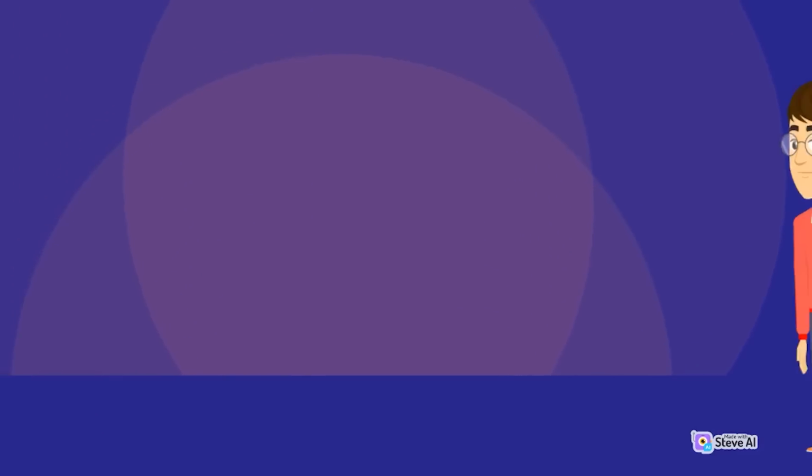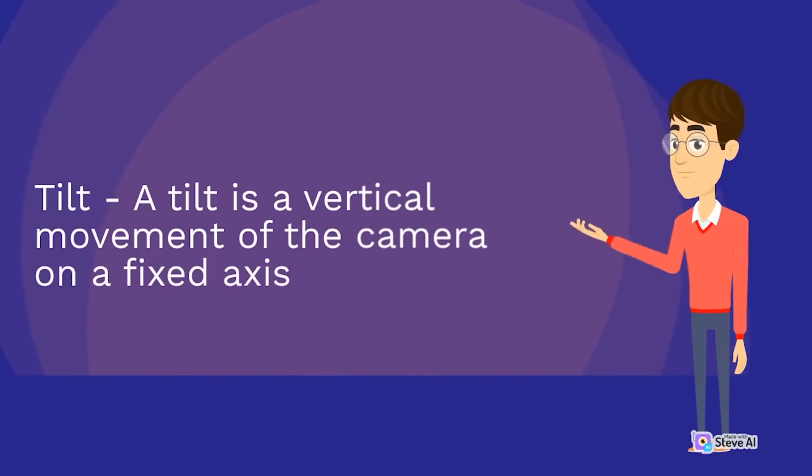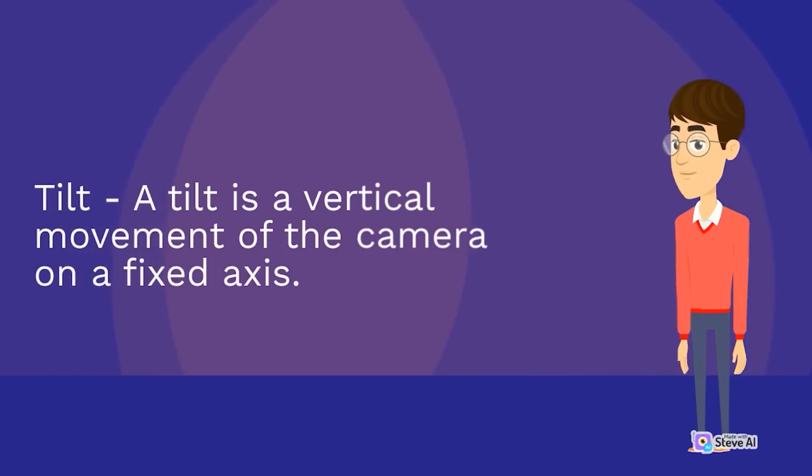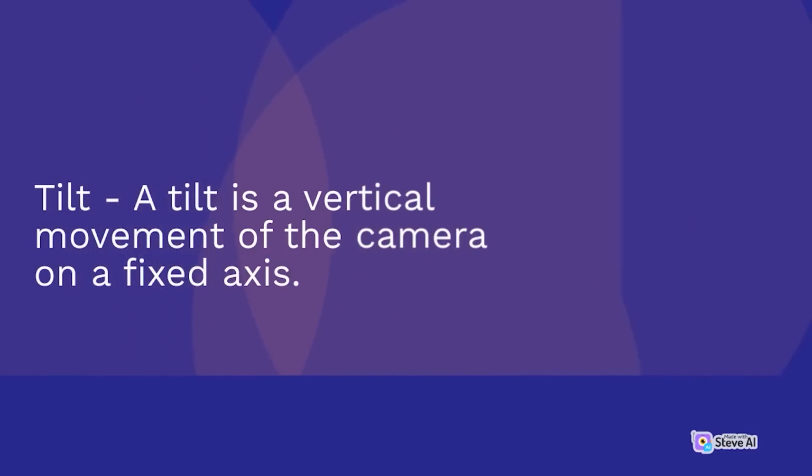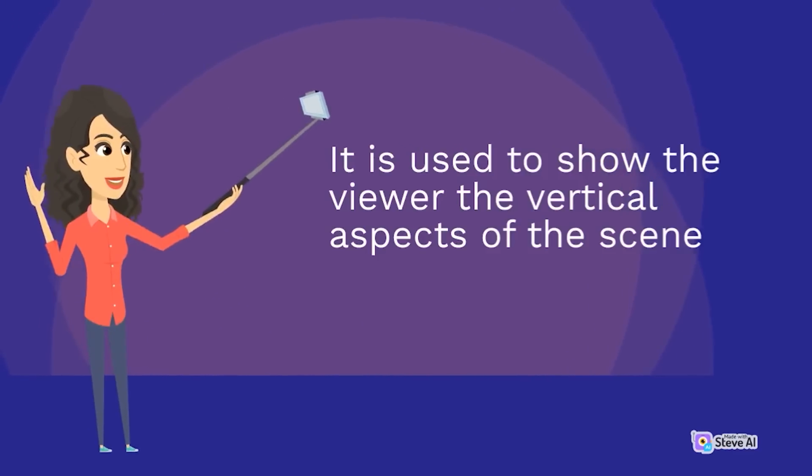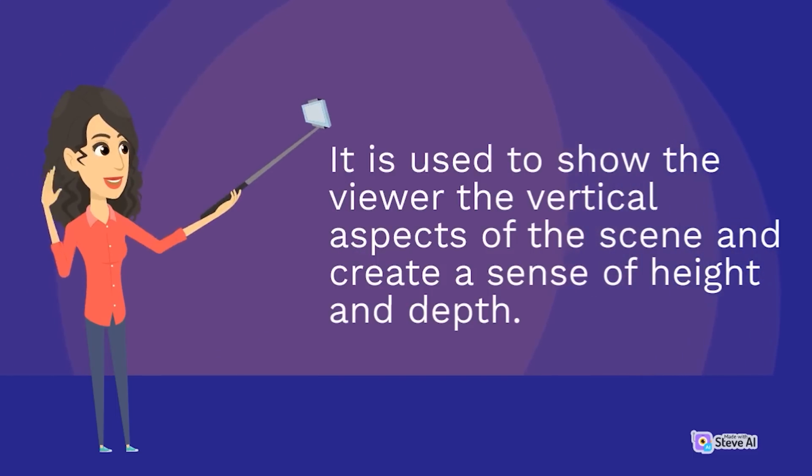2. Tilt. A tilt is a vertical movement of the camera on a fixed axis. It is used to show the viewer the vertical aspects of the scene and create a sense of height and depth.